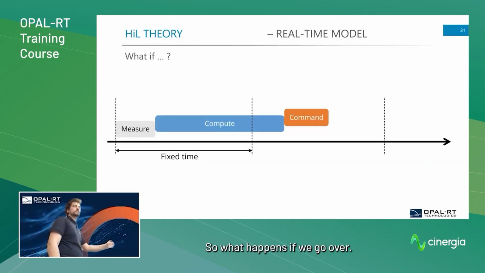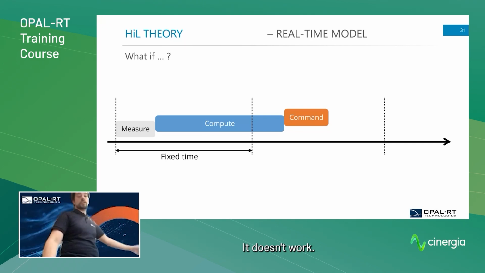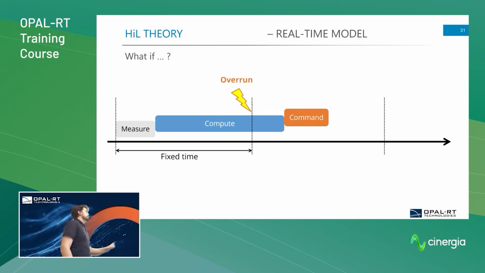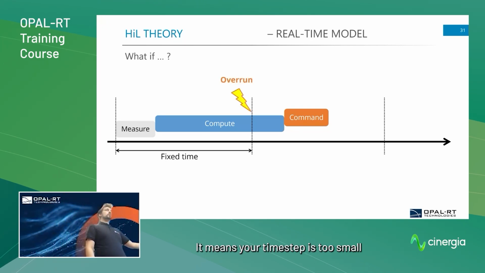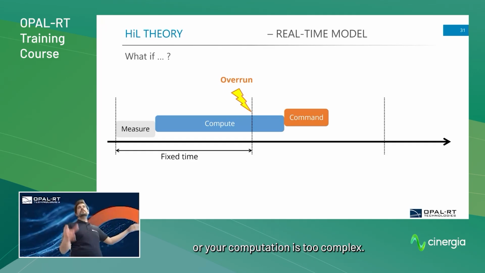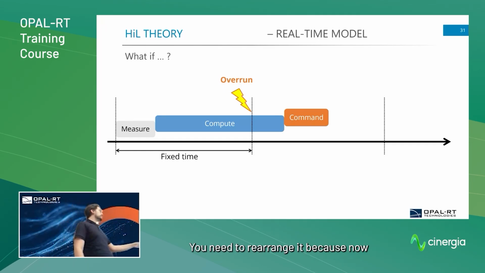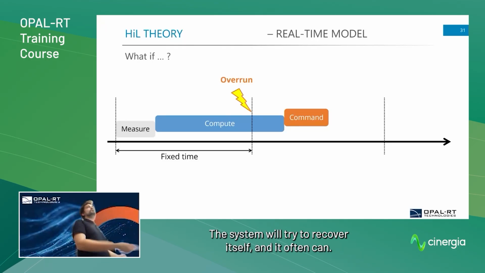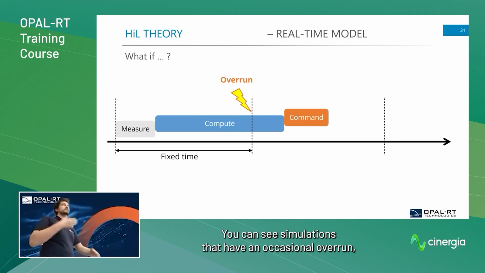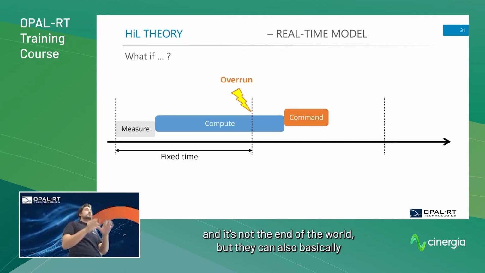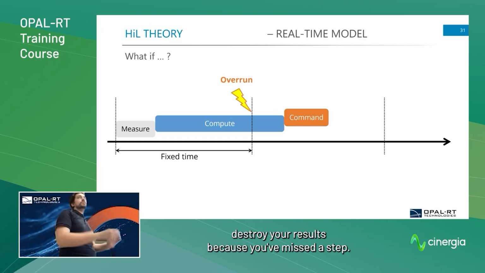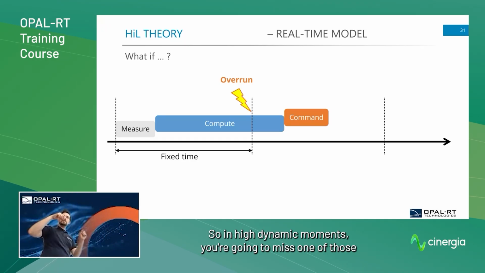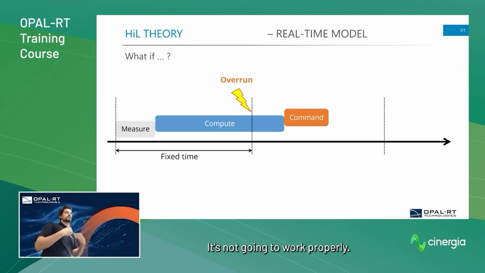So what happens if we go over? Doesn't work. It's called an overrun. It means your time step is too small or your computation is too complex. You need to rearrange it because now one period has stretched into two. The system will try to recover itself, and it often can. You can see simulations that have an occasional overrun, and it's not the end of the world, but they can also basically destroy your results because you've missed a step. So in high dynamic moments, you're going to miss one of those data points. It's not going to work properly.